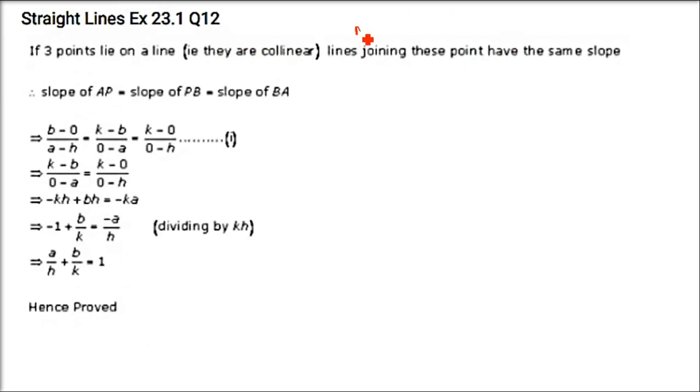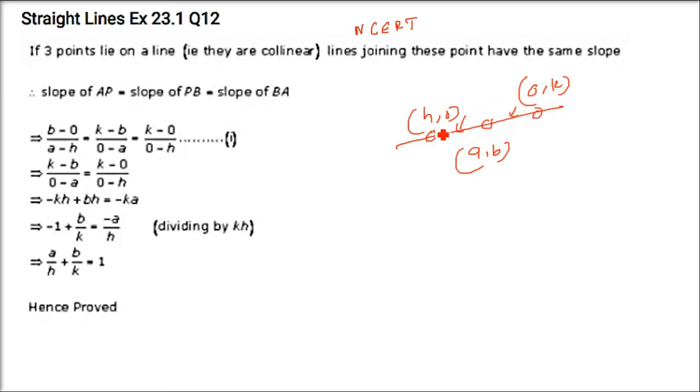First thing, this is an NCERT question, an important question. If 3 points (h, 0), (a, b) and (0, k) lie on a line, show that a by h plus b by k equals 1. So these are 3 points. When they are collinear, the slopes of all the 3 line segments are going to be equal. There will be AP, PB and AB. So slope of AP equals slope of PB equals slope of AB, right?